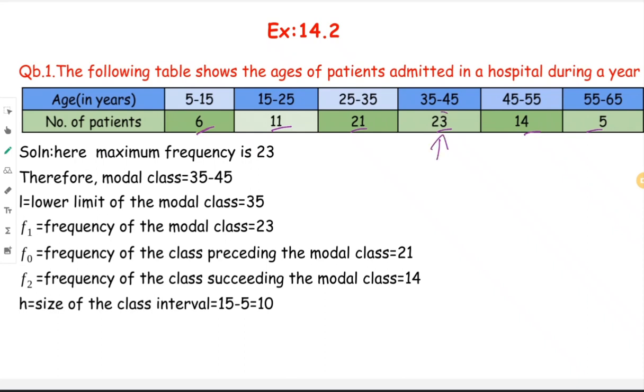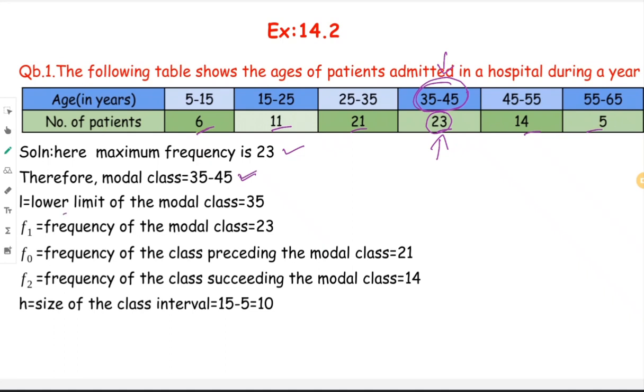The biggest or the largest frequency, and the class interval corresponding to it becomes the modal class. You can see here the maximum frequency is 23, therefore the modal class is 35 to 45. Once again, find the largest or the maximum frequency, and the class corresponding to it becomes the modal class.